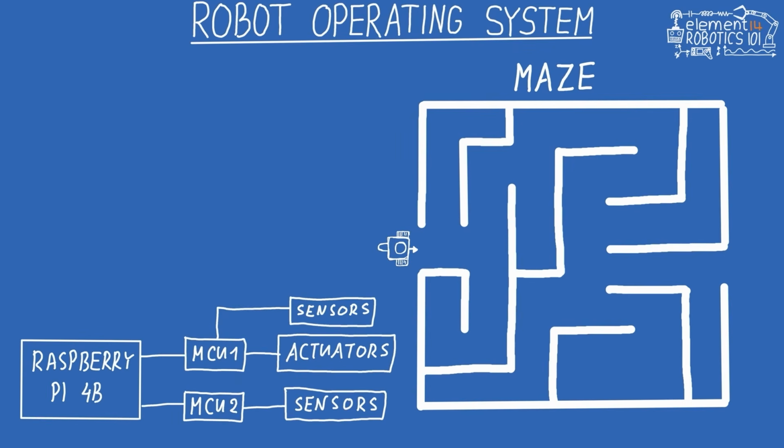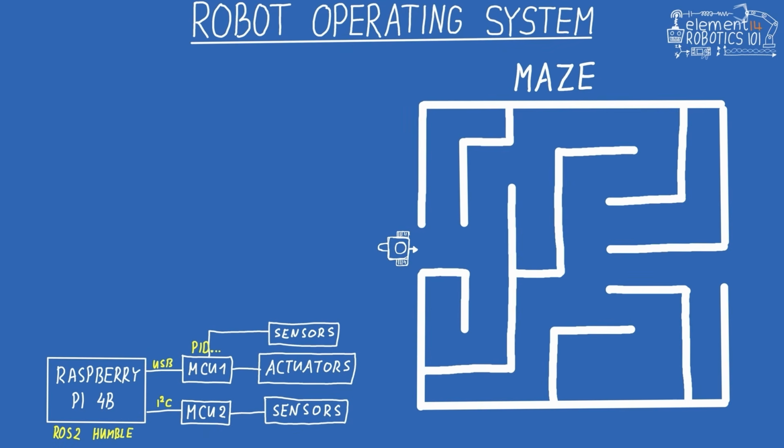We can have two microcontrollers where one will be working with actuators and their sensors, and maybe another microcontroller handling another set of sensors. Connected to them will be a Raspberry Pi 4B running ROS2 Humble. It will communicate with the MCUs over, let's say, USB and I2C, and the MCU1 will handle all of the PIDs that we've covered in this video. Let's see what the ROS setup would look like software-wise.